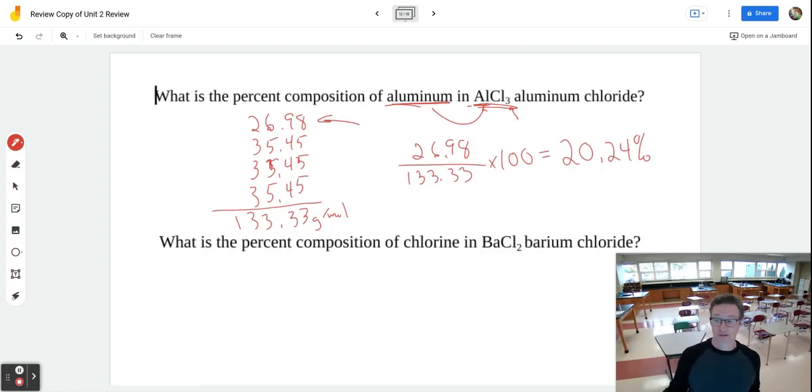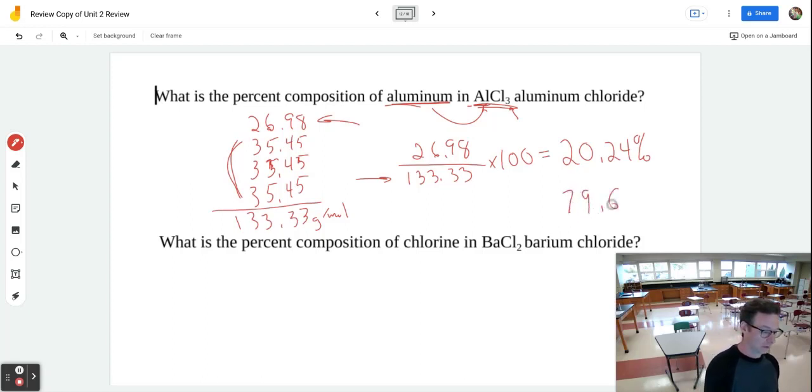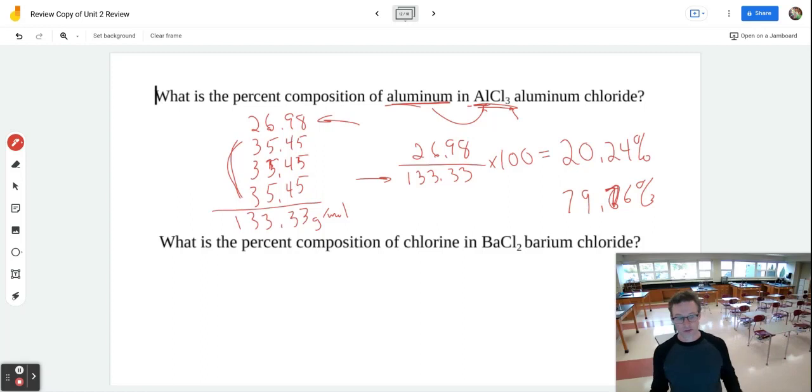Now, if I said, what's the percent composition of chlorine in the compound? Well, then I would do the same thing. The total on the bottom would be the same, but the top number would be the amount of chlorine, which I would add those three together. The other trick to that is, since there's only two things in the compound, and I know it has to add up to 100%, I would know right away that the percentage that's chlorine would be 79.66%, or sorry, 76%. I would just subtract the first number from 100. Since there's only two, they both have to add up to 100.